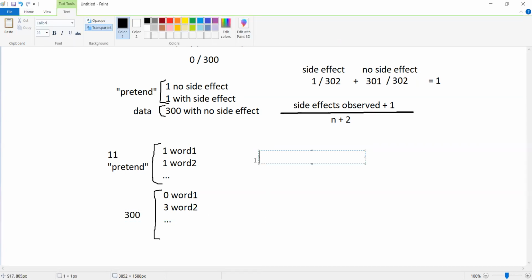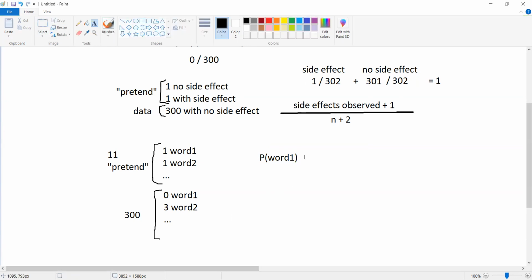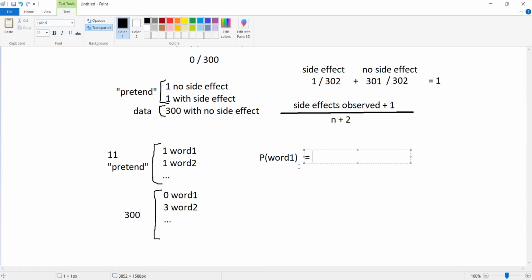Now the probability of word 1 will be equal to 0 observations in the data, plus the 1 pretend observation for word 1, over 300 plus 11, because we have the 11 pretend observations. Yeah, we had the 300 actual data words that we have. I'll write this, the 300 words in the data.